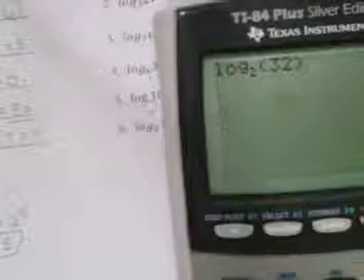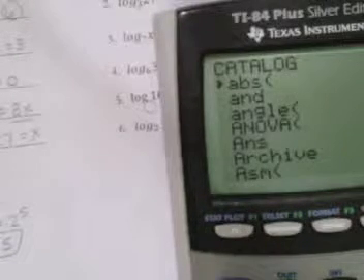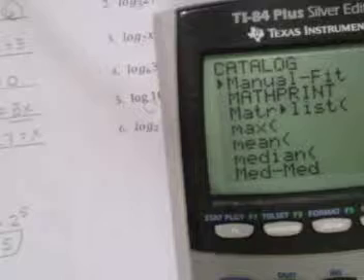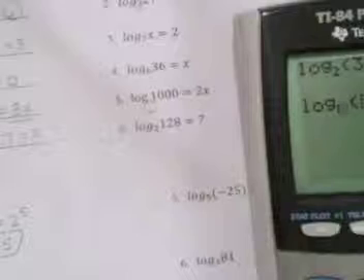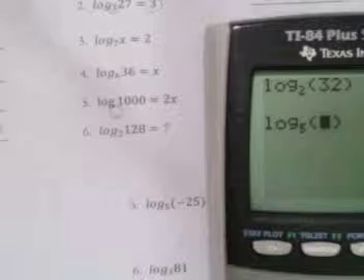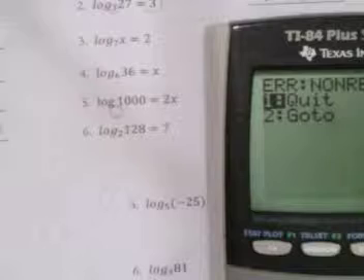So number 5, I'm going to let our calculator do a little bit of work for us. Number 5 looks different than the others because we're actually trying to take the logarithm of a negative number. So again, let's practice the keystrokes. We're going to go to second catalog, and then we're going to hit the alpha key and the divide button. And it will take us down to the M's, and if we back up, we get log base. I want to take the log base 5 of negative 25. And when I do that, I get error, non-real answer.